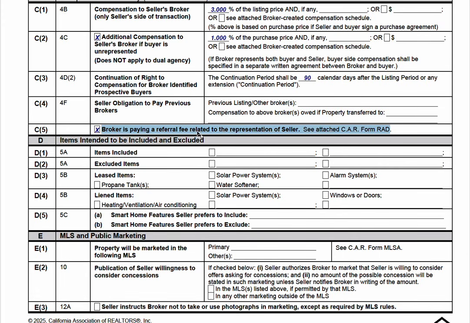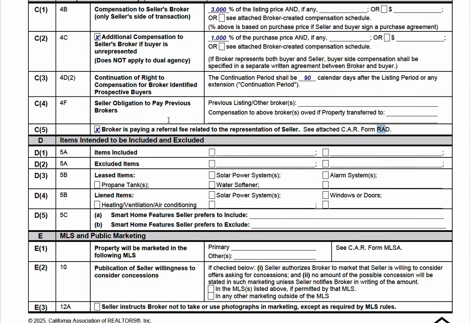And let me tell you, sadly, this is important now. If you're a listing broker and you were referred that client, you should disclose that you're paying another brokerage a referral fee. What I don't like is, see this attached C.A.R. form RAD? This form is garbage, okay? I did a video, a rant on the RAD form yesterday. Maybe it was too harsh, but that form is just junk. I'm sorry, I'm not using that form.